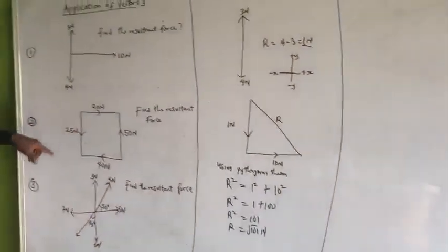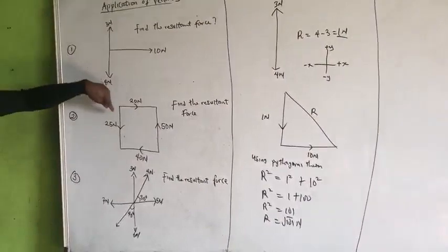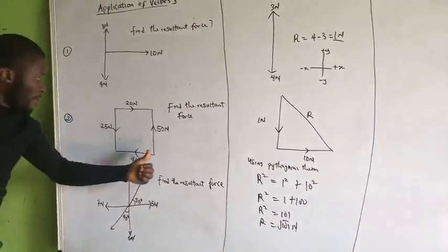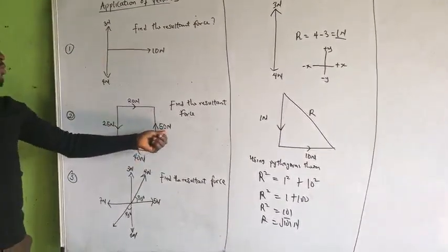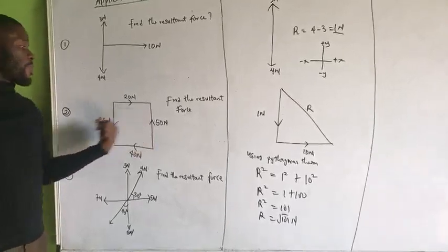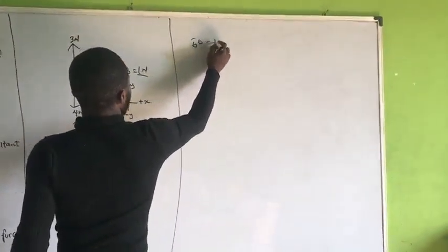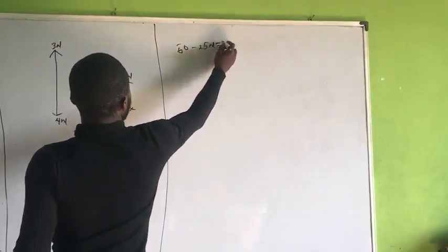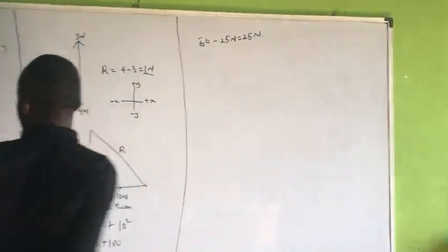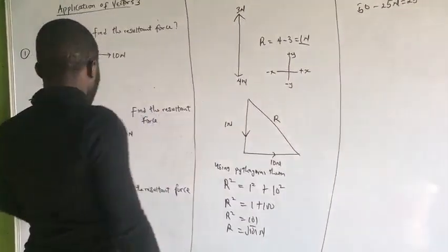Now, this is the question for number 2. 25 Newton is pointing downward. 50 Newton is pointing upward. 50 Newton is greater than 25 Newton. We find the resultant here. So that is 50 minus 25 Newton, which is 25 Newton. In what direction? In the direction of the 50 Newton force.